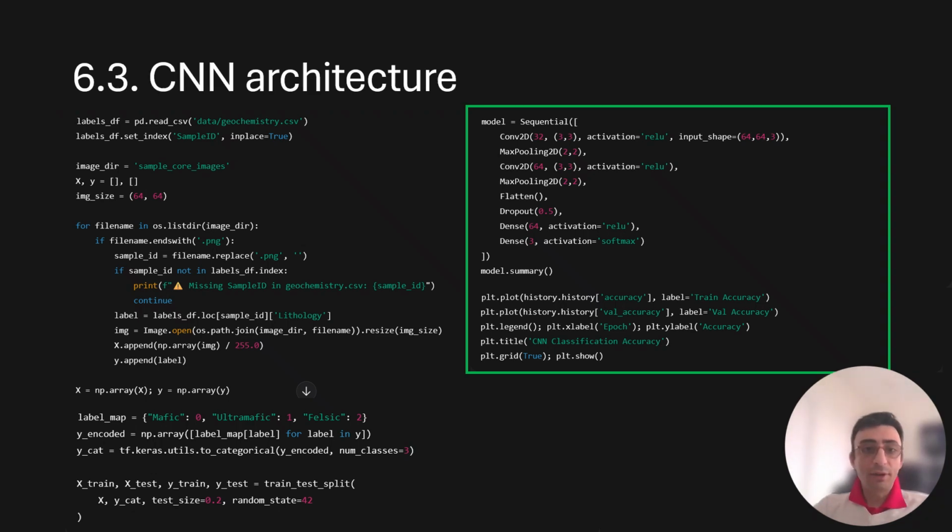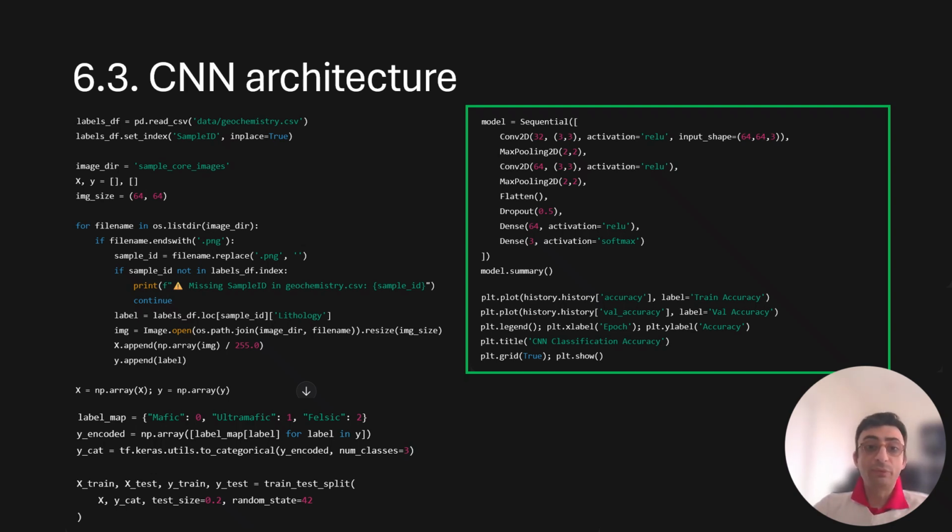This is the CNN architecture. So conv2d with 32 3x3 filters learns 32 small edge or texture filters. Max pooling 2x2 halves the spatial size, keeps the strongest responses and reduces parameters. The second conv and pool learns high-level patterns, then flatten converts the feature maps to a one-dimensional vector.